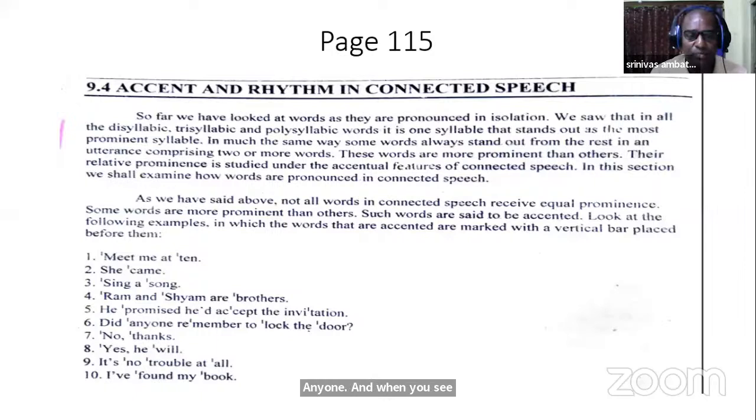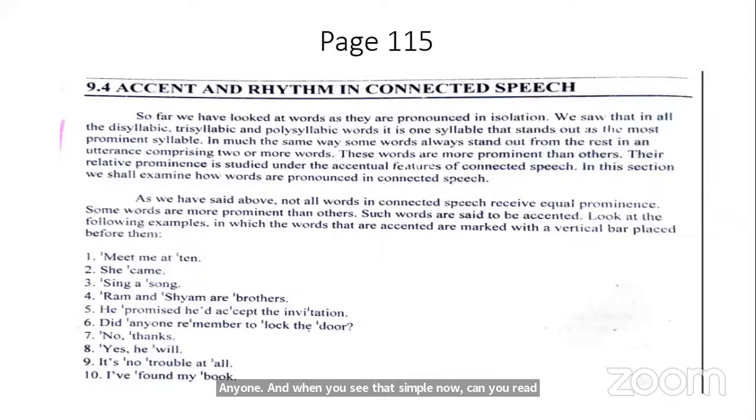Now, can you read the sentences one by one? Only the sentences, not the paragraph. Meet me at ten. She came. Sing a song. Ram and Shyam are brothers. He promised he would accept the invitation. Did anyone remember to lock the door? No, he will. No trouble at all. I found my work.